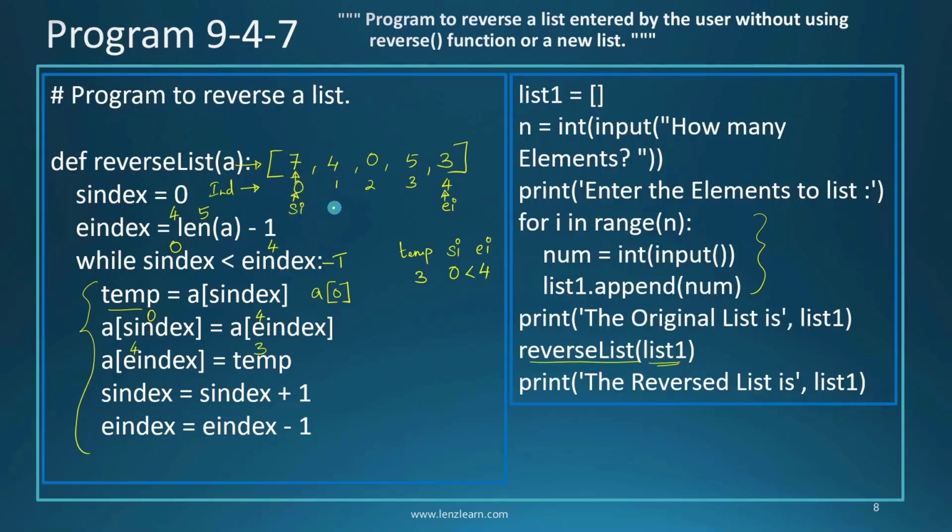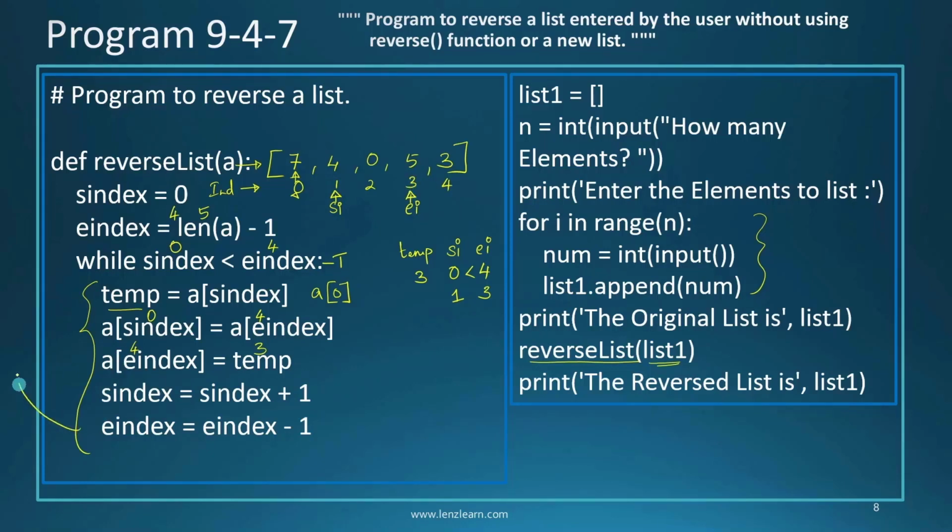Now I have to move S index 1 forward and E index 1 backward, and after that I have to do the same thing. So I will increment the value of S index by 1. So right now S index will become 1. I will decrement the value of E index by 1. So the value of E index will become 3. So now your S index is pointing to value 4, which is available at index 1, and E index is pointing to value 5, which is available at index 3.